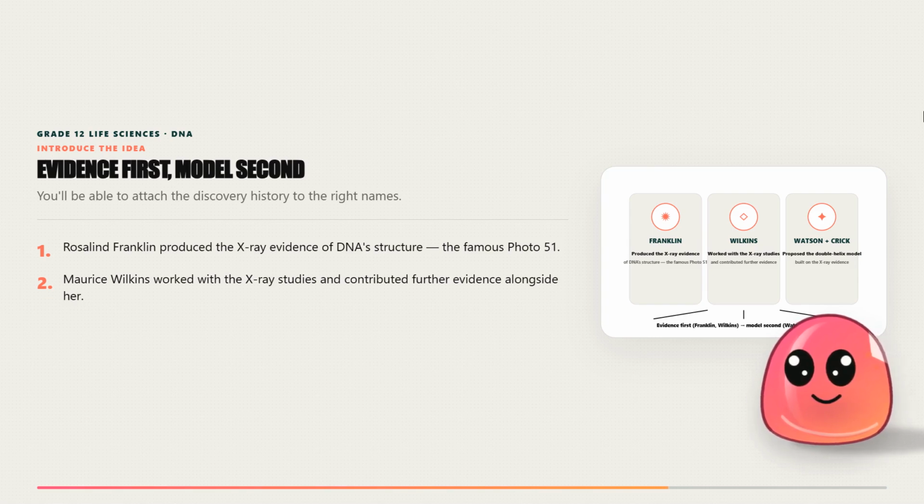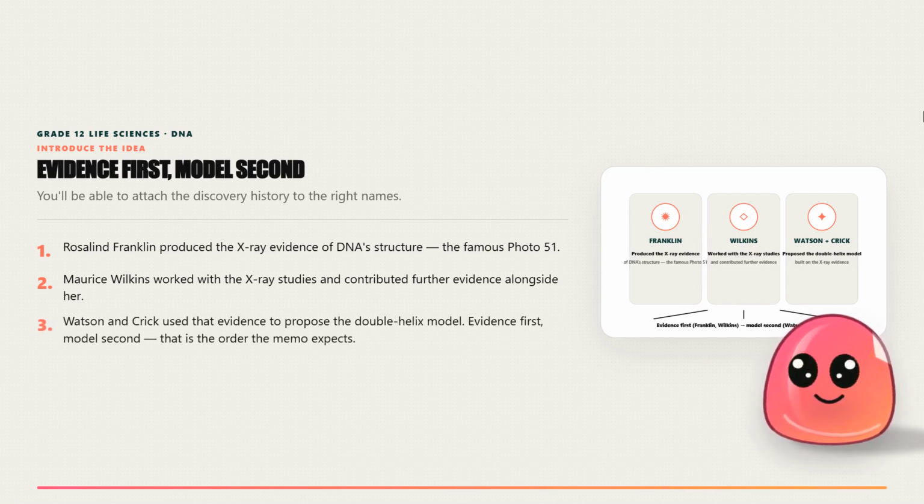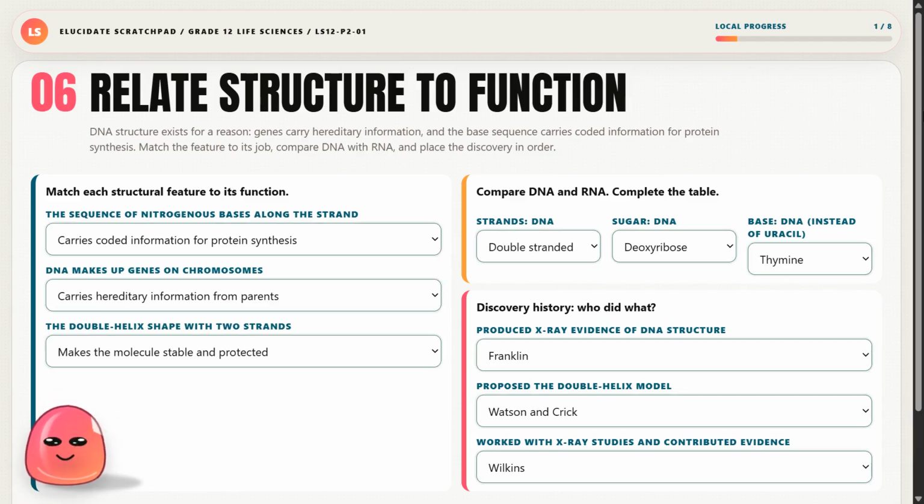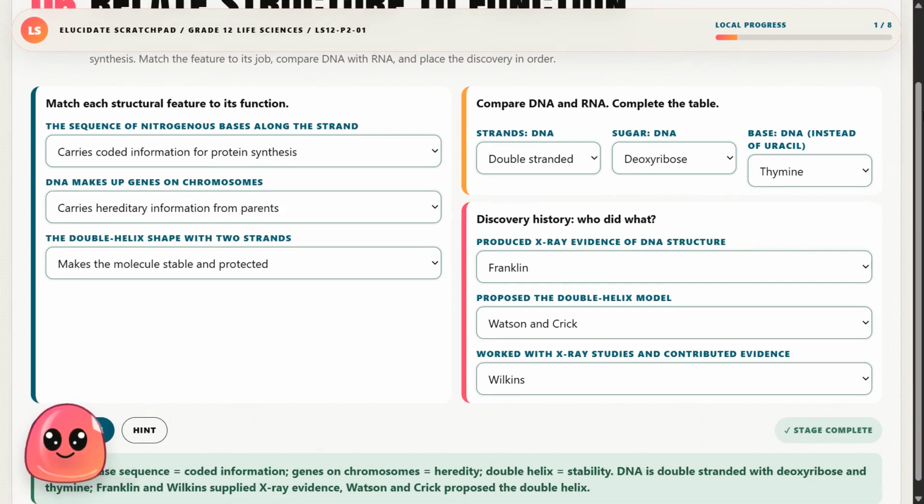Franklin and Wilkins gathered the evidence. Watson and Crick built the model from it. Don't swap the names, the multiple choice item is built on exactly that swap. The Scratchpad consolidates all 3 ideas in one stage.